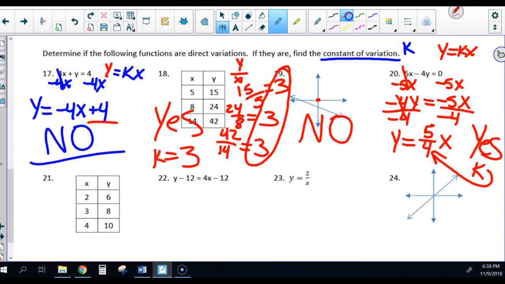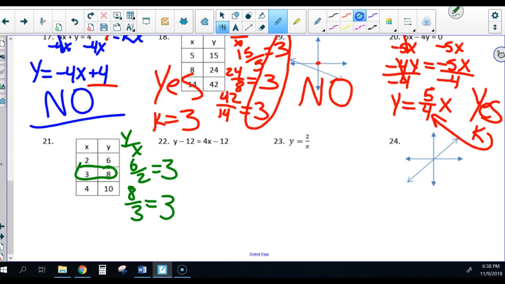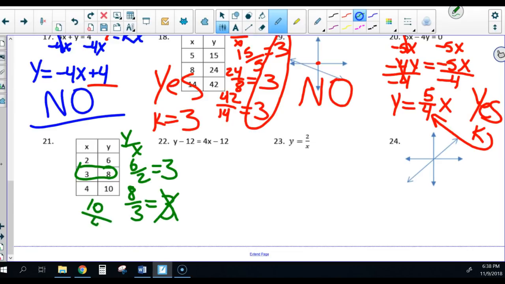21, another table. Are the y over x's the same? Let's check. We have 6 over 2 is 3. 8 over 3 is not 3. So I don't even really need to figure out what it is or go any further. I know they're not all the same. Just to double check, 10 over 4 is also not 3. None of those are the same. So, no, not a direct variation there.